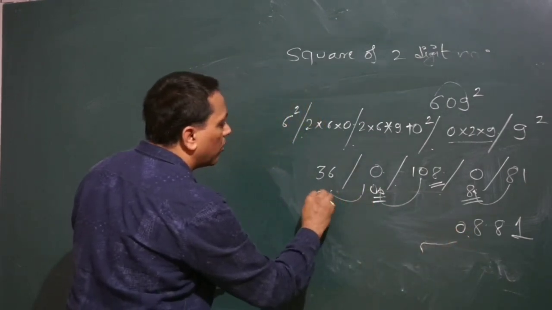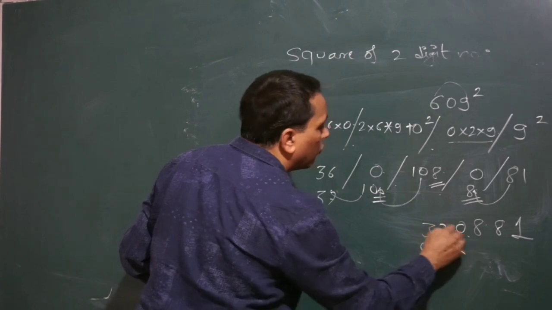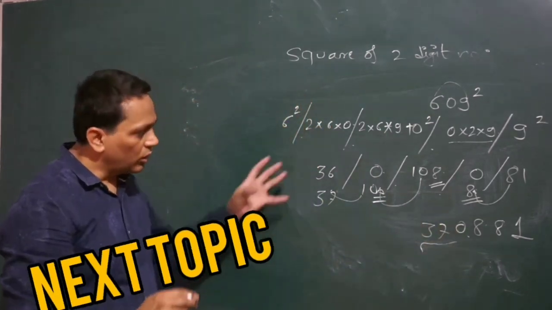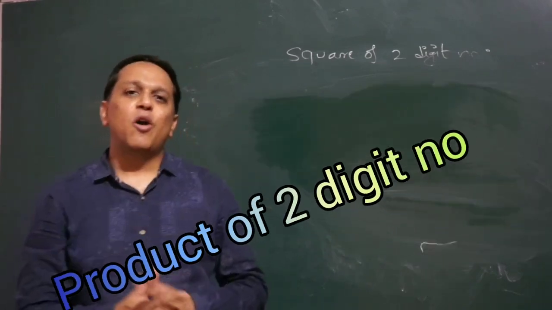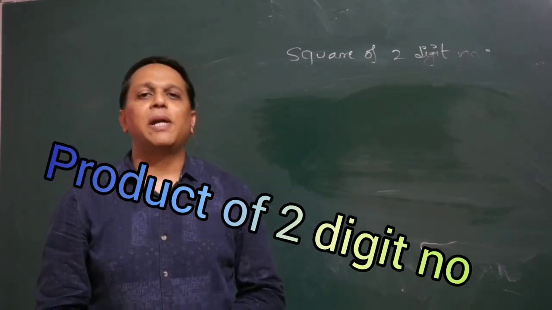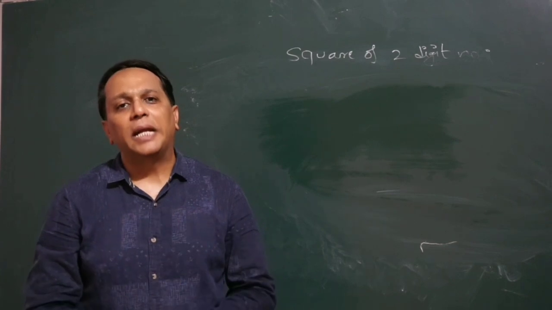1 is added to this part. This becomes 37. We write 37 here. So this is the answer of 609 square. So let's move on to our next topic. The next topic is multiplication of any 2 and 3 digit numbers.